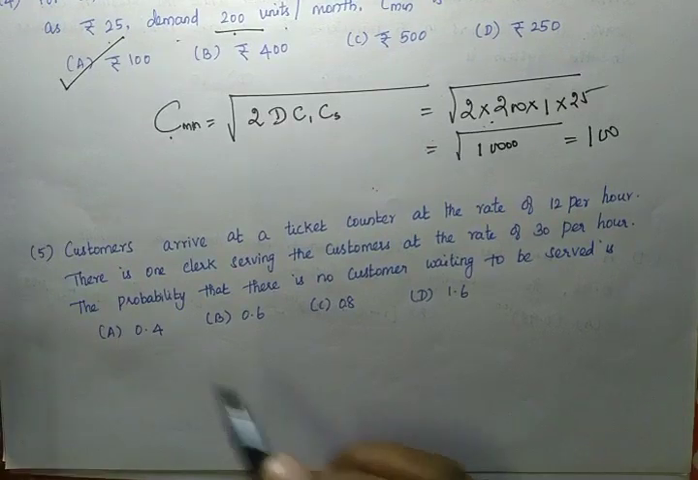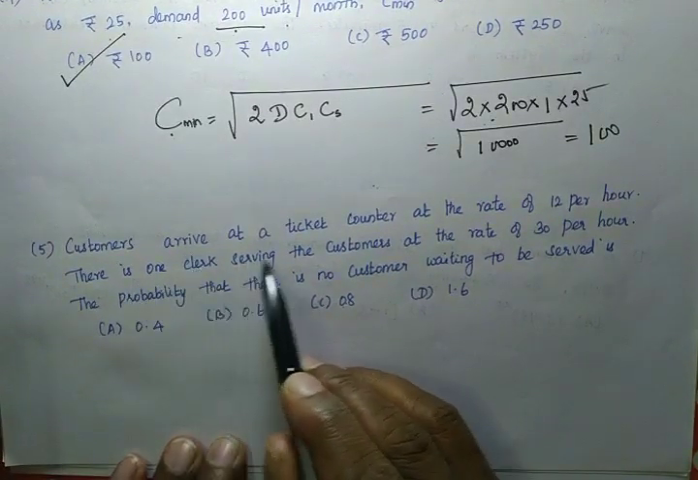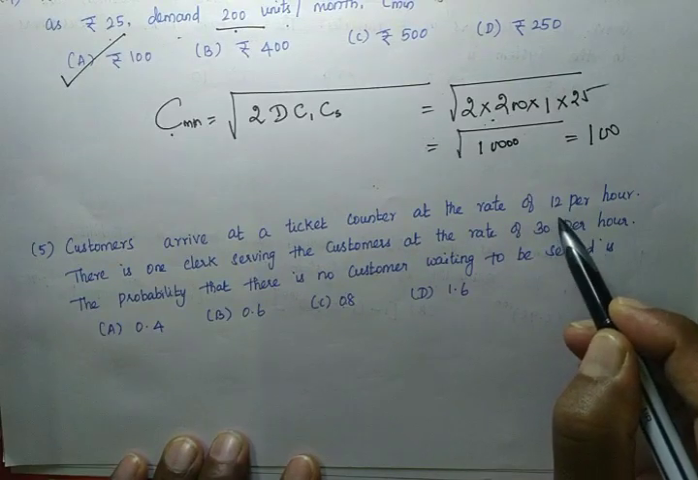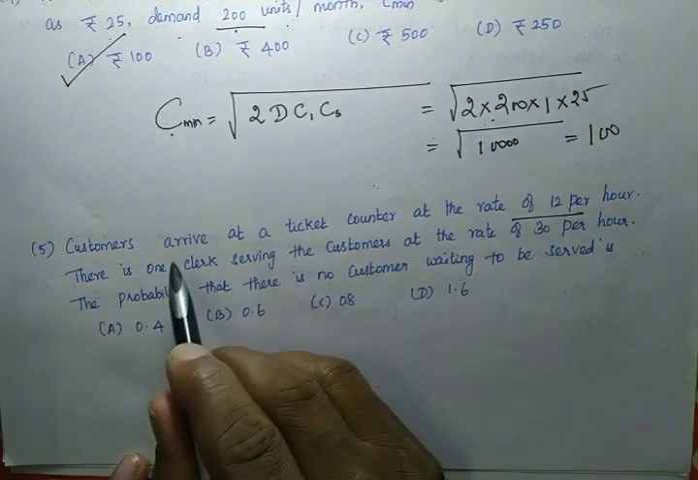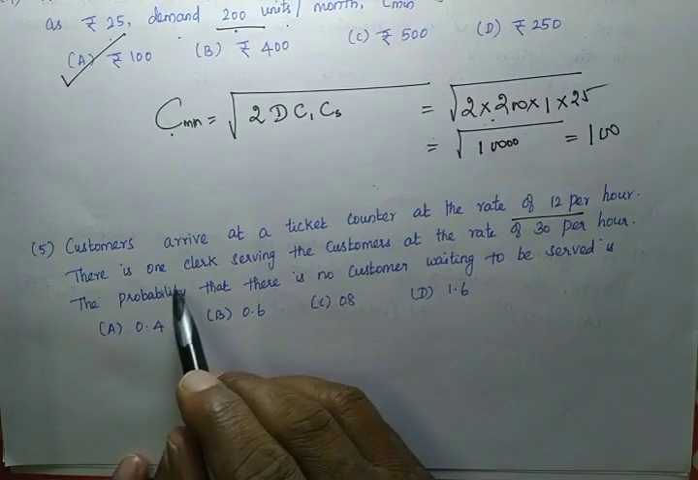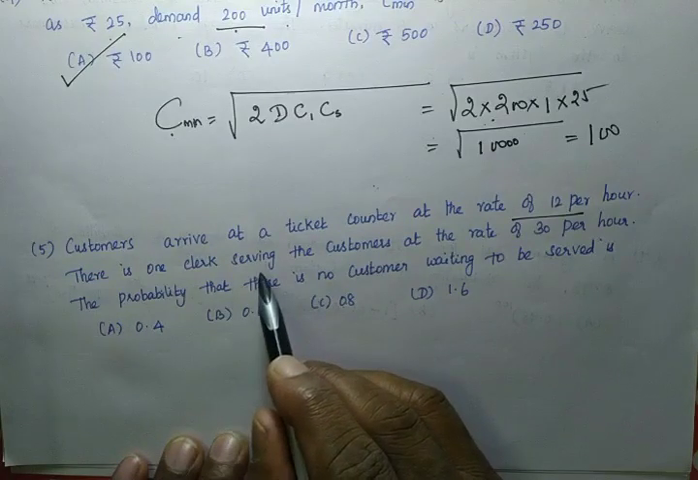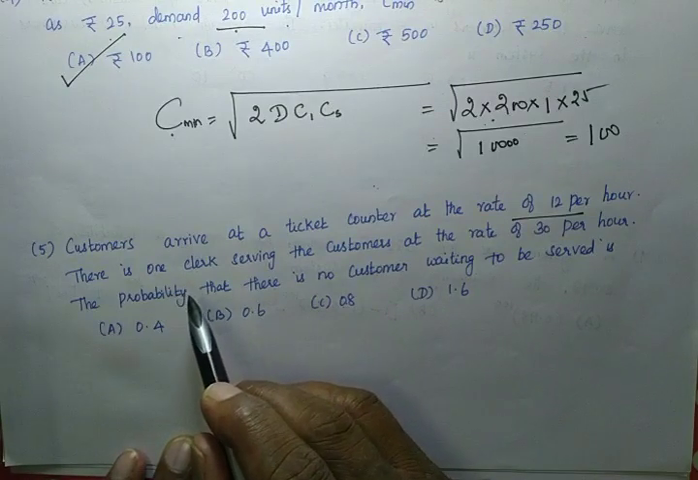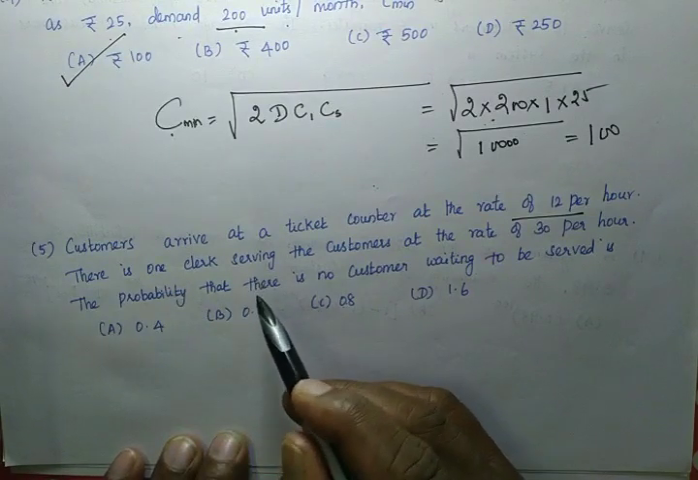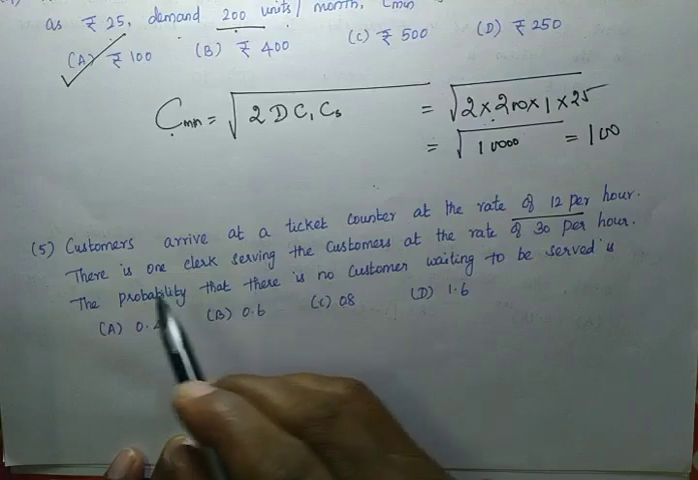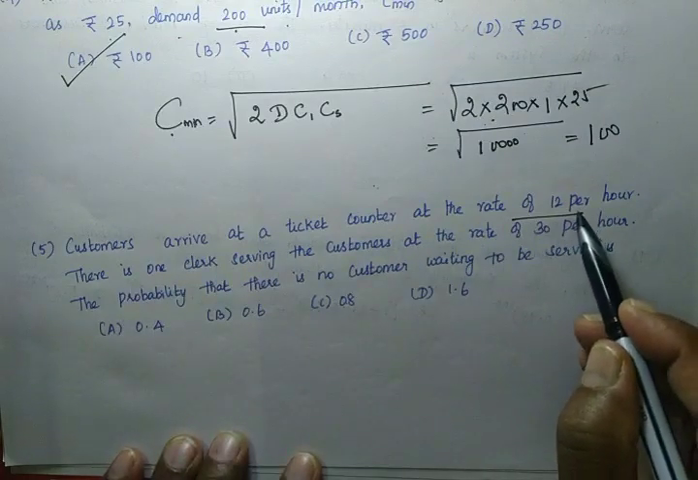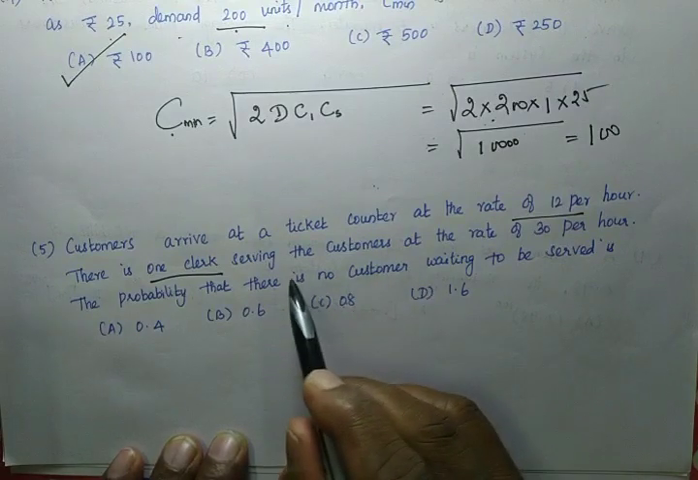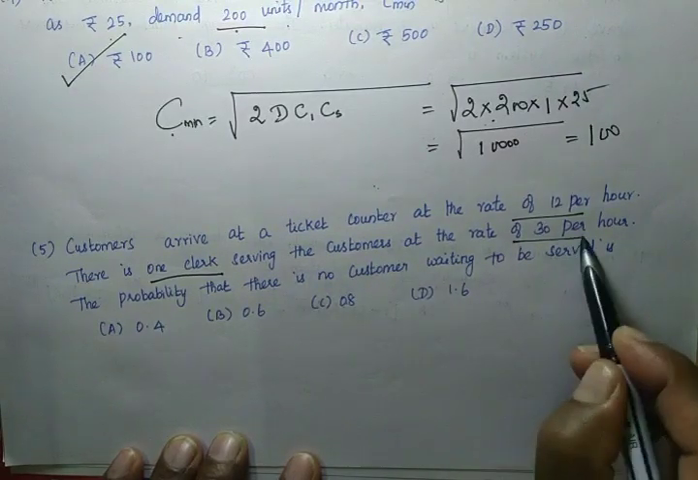Now the next one, continuation. Customers arrive at a ticket counter at a rate of 12 per hour. This is the arrival rate. There is one clerk serving the customers, so this is a single server problem. Read the question carefully, whether it is single server or multi-server. That is very important. The servicing rate is 30 per hour.